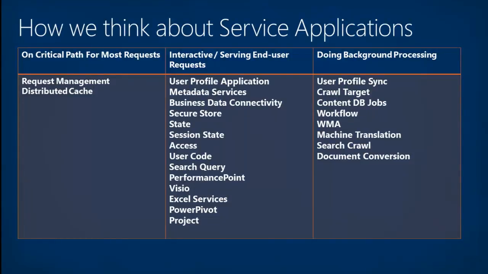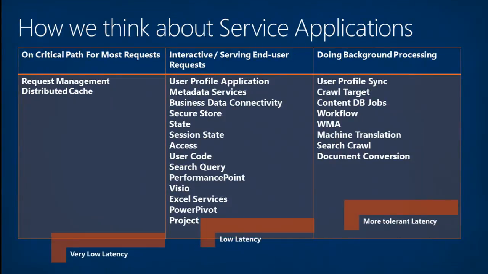So we created three different buckets. On the left one, you have the critical path for most requests, which means those are the services where you really, really need very low latency. Those are the request management and distributed cache, which are two services that we introduced in 2013. They didn't exist in 2010.